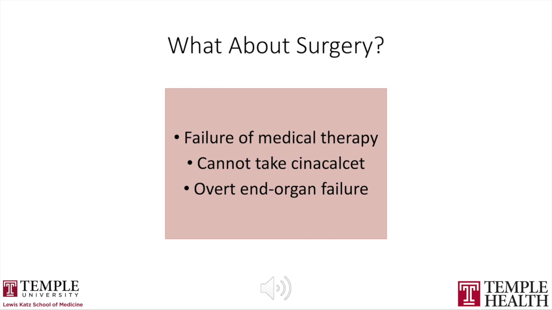So if medical treatments are the first line options, what about surgery? When do we operate? And we operate in a few settings. First, the failure of medical therapy. So if a patient is on maximum medical therapy, they've altered their diet as much as possible, but their parathyroid hormone levels are still extremely elevated, that's considered a failure of medical therapy.